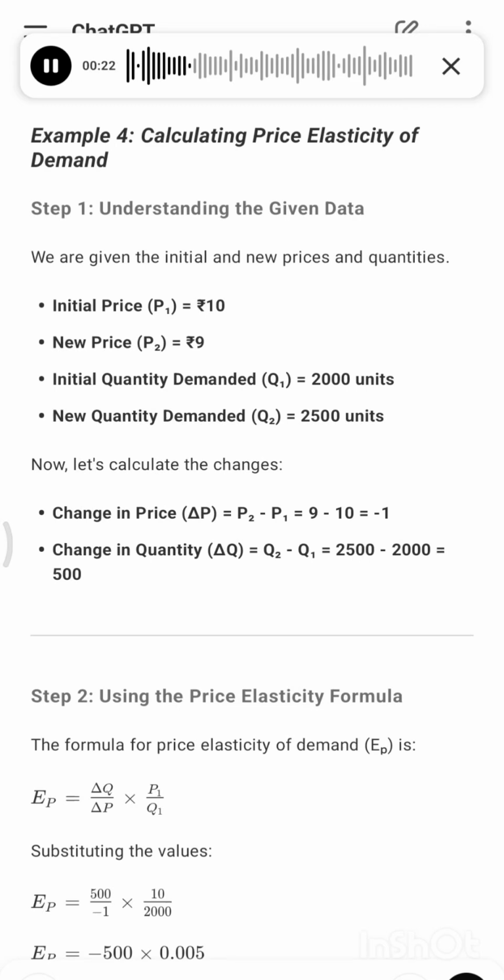Now let's calculate the changes. Change in price, ΔP, equals P2 minus P1, equals 9 minus 10, equals minus 1. Change in quantity, ΔQ, equals Q2 minus Q1, equals 2,500 minus 2,000, equals 500.